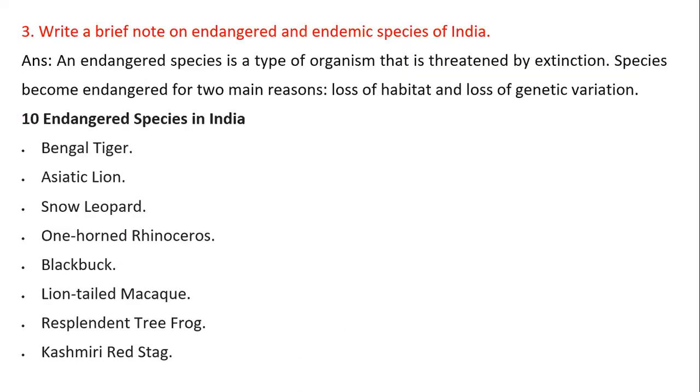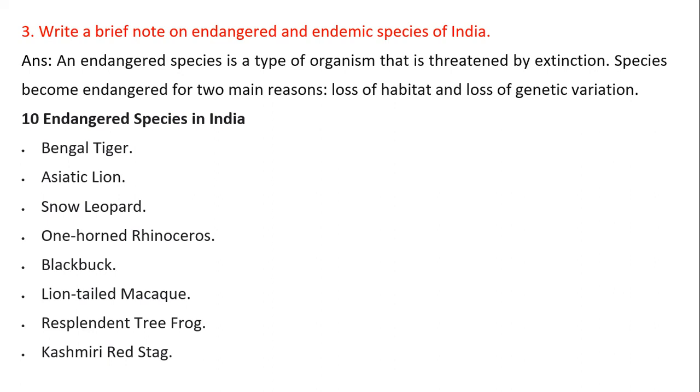So let us look at the third question. Write a brief note on endangered and endemic species of India. You should know what is the difference between endangered and endemic species. Definitely there is a difference between the two. An endangered species is a type of organism that is threatened by extinction. The species become endangered for two reasons: one is loss of habitat and the other is loss of genetic variation. So endangered species are those organisms which are in the process of extinction.